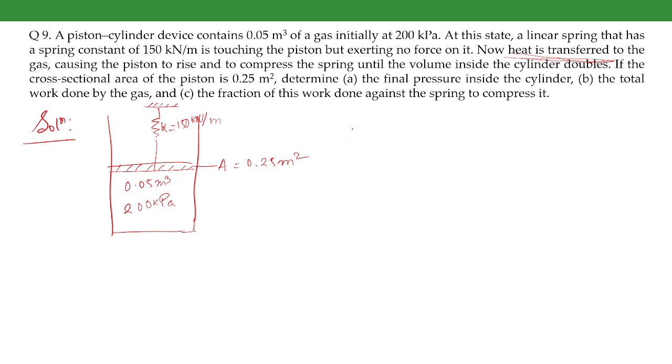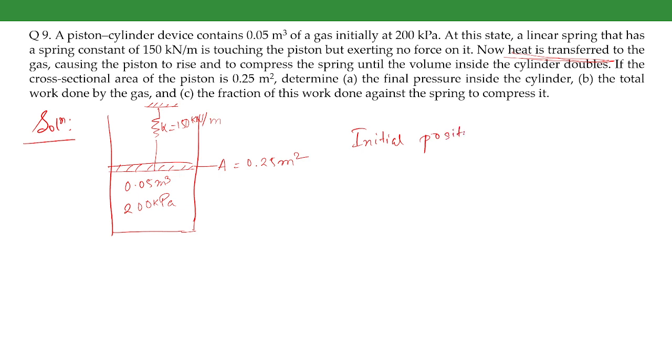So let us start with solving the problem. So this is the initial position of the piston, right? We are taking this when the volume is 0.05 meter cube. At that position the spring is relaxed, that is, there is no compression.